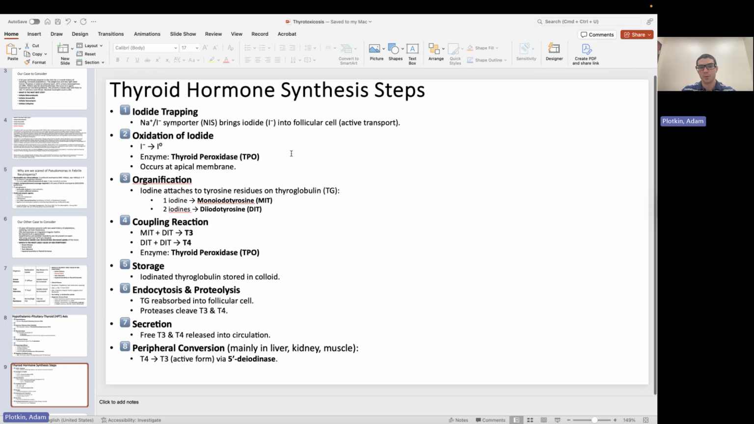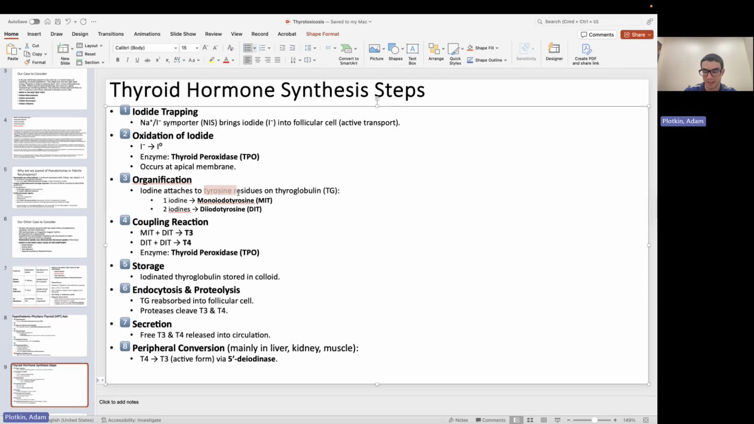All right, moving along. So this is probably more than you would ever need to know, especially for Step 2. For Step 1, it might come into play. How does a thyroid hormone get made? We get iodide trapping. So the sodium iodide symporter brings iodide into the follicular cells via active transport. We then oxidize the iodide via the enzyme thyroid peroxidase. The iodine then gets attached to tyrosine. That would probably be the most important thing I would know, is that the amino acid tyrosine is really important for thyroid hormone production.